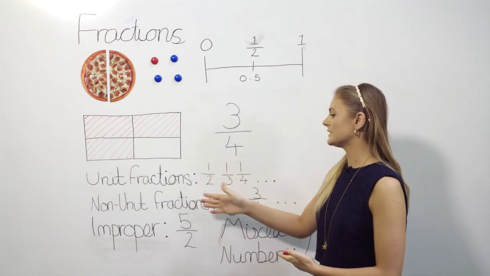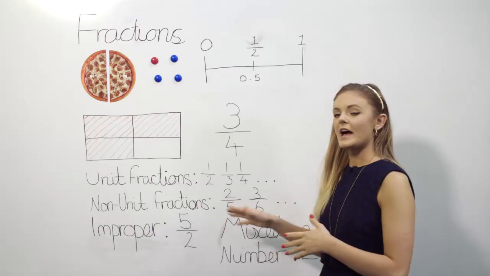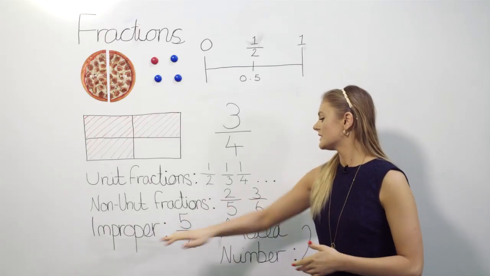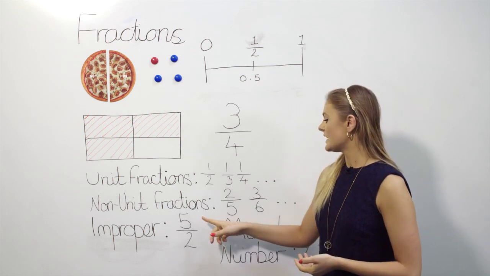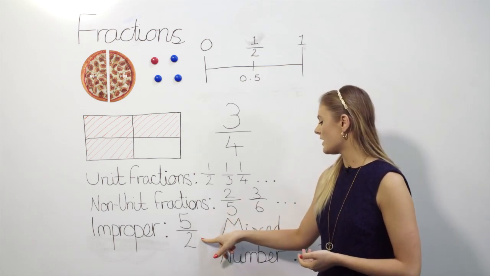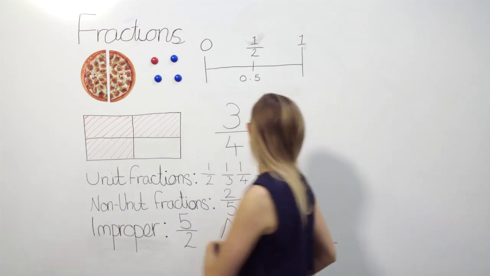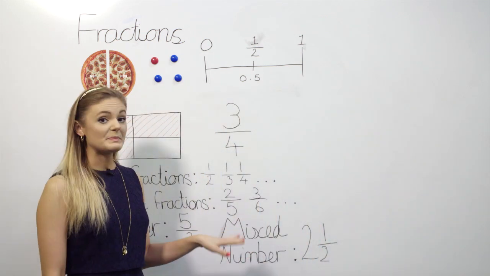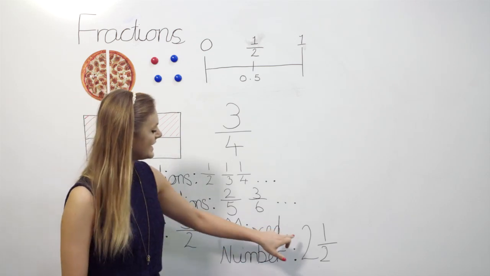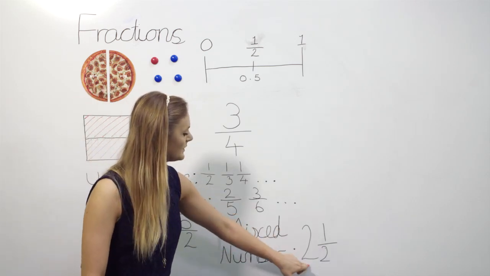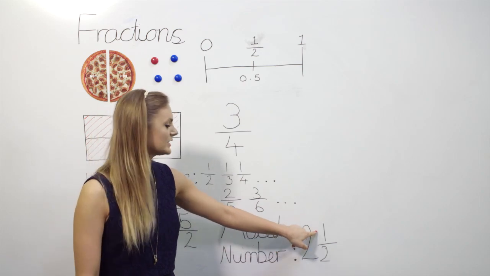These 2 types of fractions, in which the numerator is always smaller than the denominator, can be referred to as proper fractions. Then we also have improper fractions, in which the numerator is larger than the denominator. So here we have 5/2. This can also be written as a mixed number. So for example, 5/2 can be written as 2 1/2. So we have a whole number and a fraction.